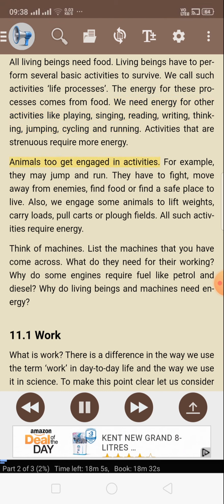Animals too get engaged in activities. For example, they may jump and run. They have to fight, move away from enemies, find food or find a safe place to live. Also, we engage some animals to lift weights, carry loads, pull carts or plow fields. All such activities require energy.